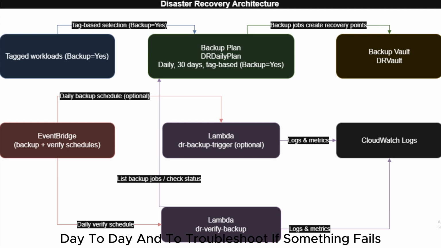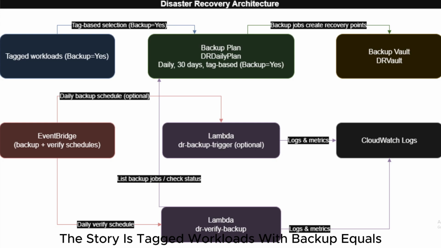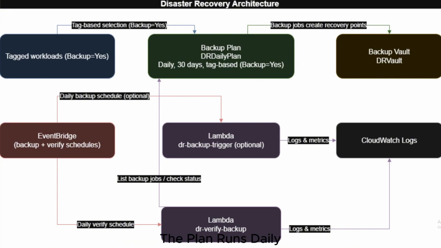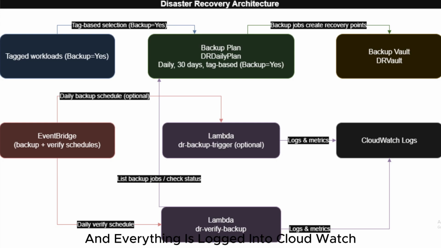So, if you read the diagram left to right, the story is: tagged workloads with backup equals yes flow into the DR daily plan via tag-based selection. The plan runs daily and writes recovery points into the DR vault. EventBridge runs Lambdas on a schedule. The optional trigger Lambda can start jobs. The verify Lambda checks recent jobs and their status, and everything is logged into CloudWatch.